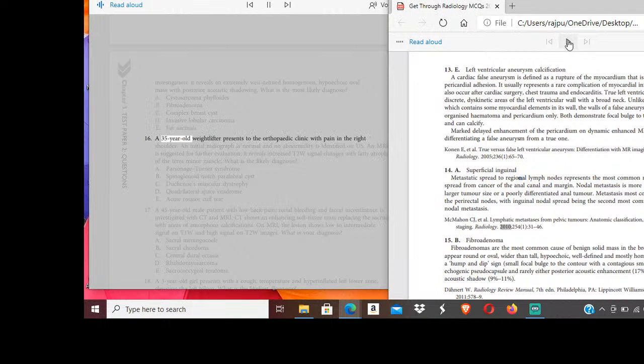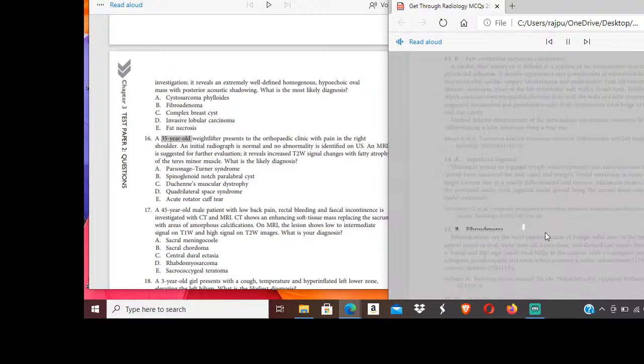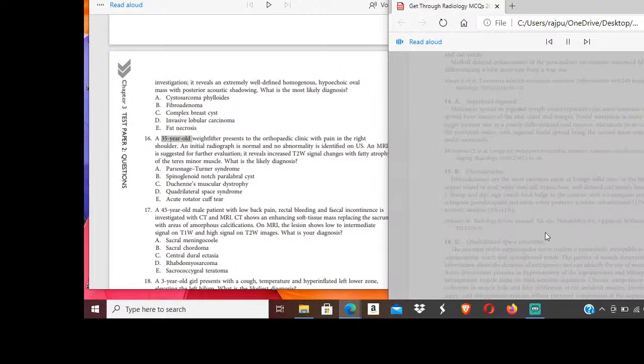16. A 35-year-old. 2010, 254. 131-46. 15. B. Fibroadenoma. Fibroadenomas are the most common cause of benign solid mass in the breast. On US, they appear round or oval, wider than tall, hypoechoic, well-defined and mostly homogeneous and show a hump and dip sign, small focal bulge to the contour with a contiguous small sulcus, a thin echogenic pseudocapsule and rarely either posterior acoustic enhancement, 17 to 25%, or posterior acoustic shadow, 9 to 11%. Dähnert W., Radiology Review Manual, 7th ed. Philadelphia, PA, Lippincott Williams and Wilkins, 2011:578-9.